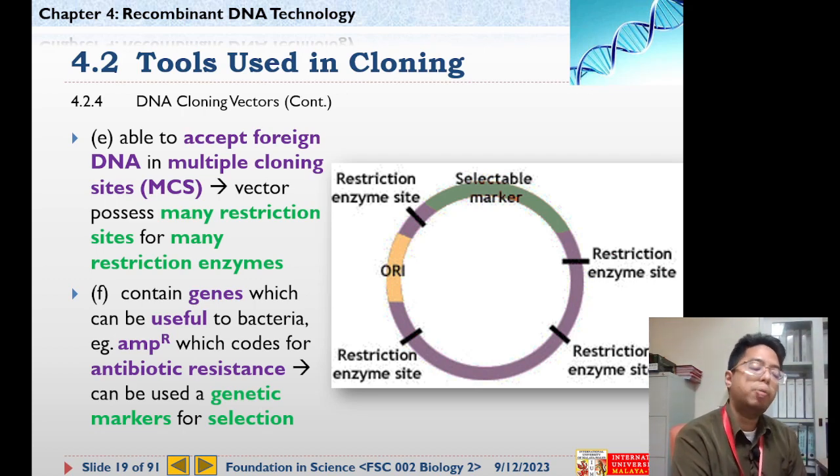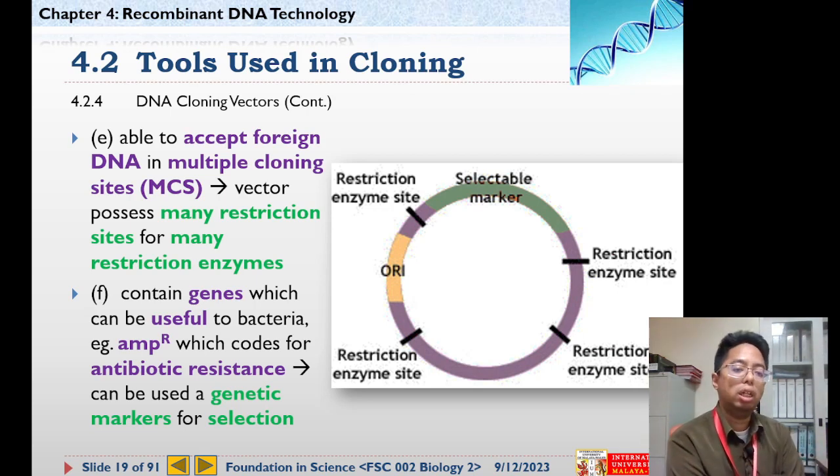Okay. And this plasmid must have a very useful gene, for example, AmpR, which codes for antibiotic resistance. So we use it to filter out which host cells carry or do not carry the DNA that is of interest. We call it the genetic marker.